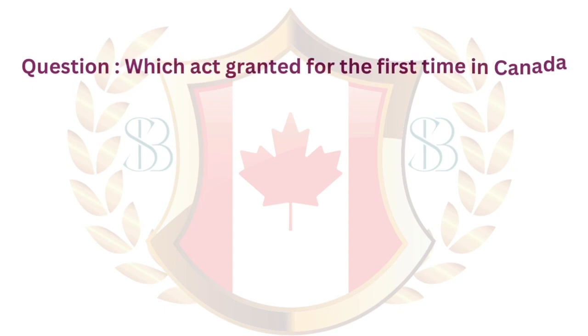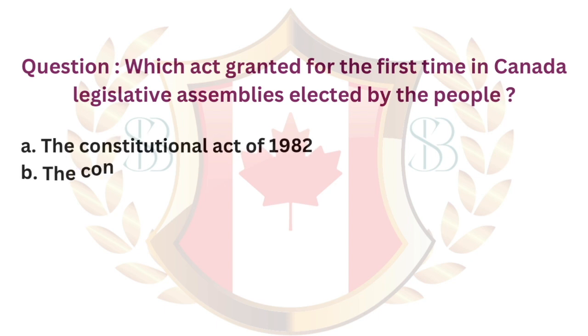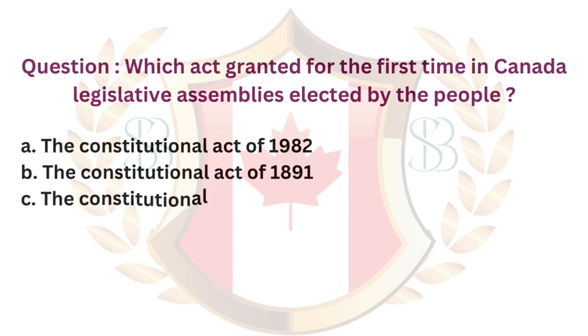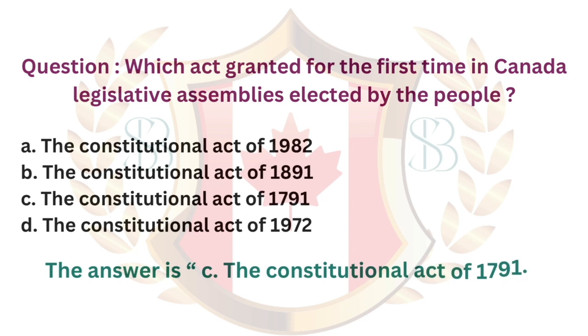Question. Which act granted for the first time in Canada legislative assemblies elected by the people? A. The Constitutional Act of 1982. B. The Constitutional Act of 1891. C. The Constitutional Act of 1791. D. The Constitutional Act of 1972. The answer is C. The Constitutional Act of 1791.